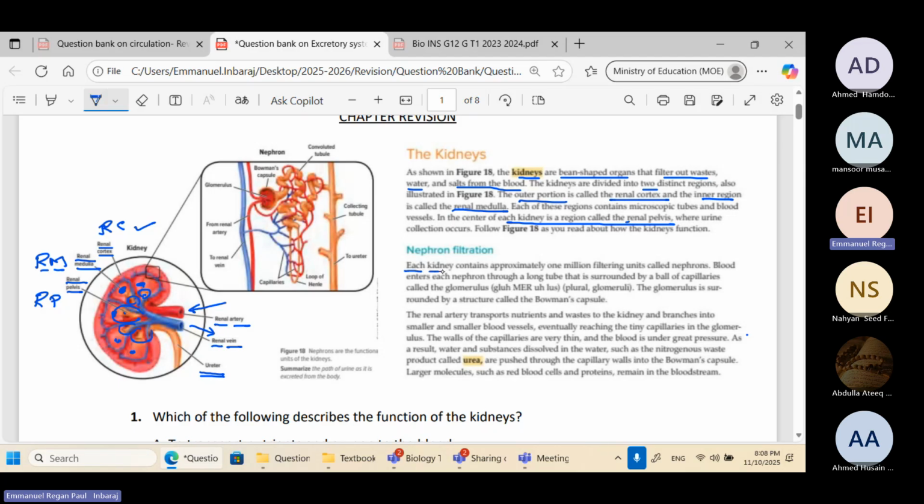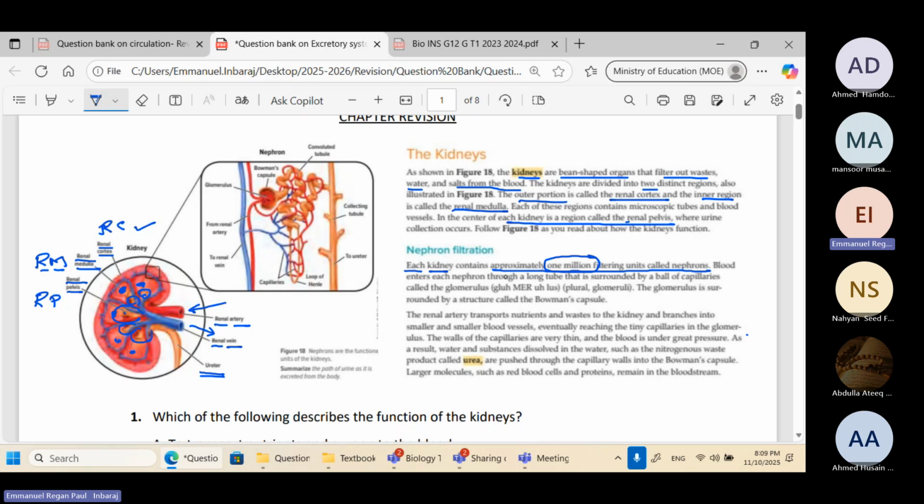Then what is this kidney made up of? Each kidney, see, very important question. Each kidney is made up of approximately how much? 1 million filtering units which are called nephrons. So this is the structure of a nephron. So how many nephrons are there? According to the textbook, each kidney contains 1 million. Very important is this word. 1 million filtering units, which are called nephrons. How many kidneys do you have? Two kidneys. So each kidney will have 1 million filtering units, and that is called nephrons.